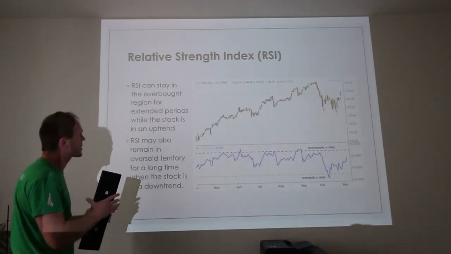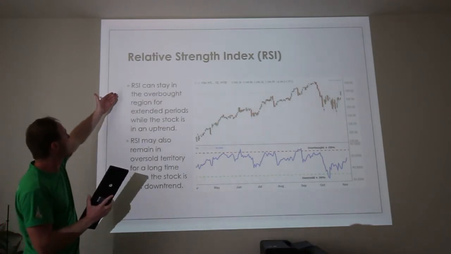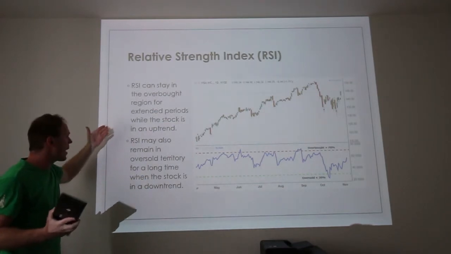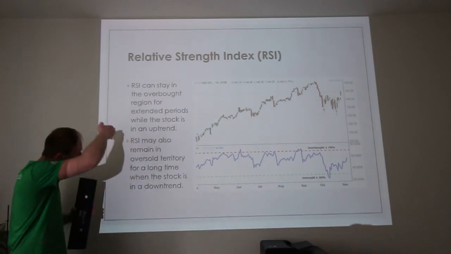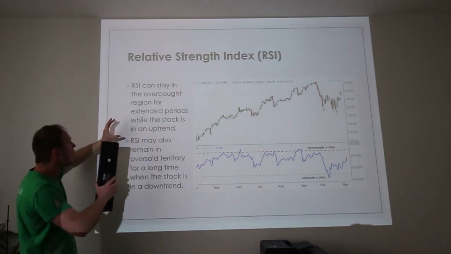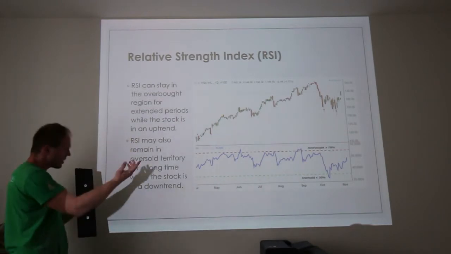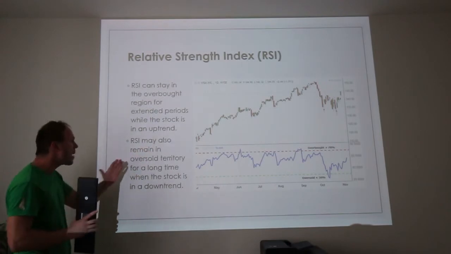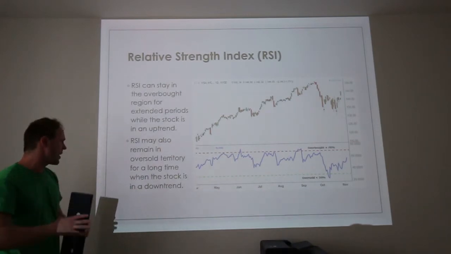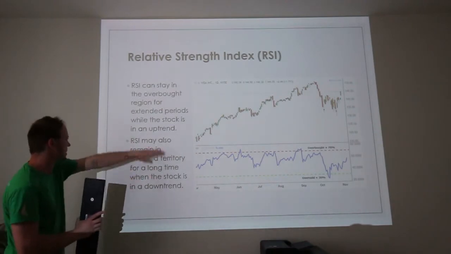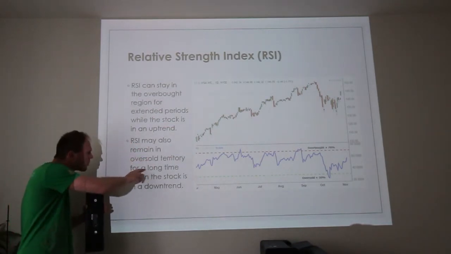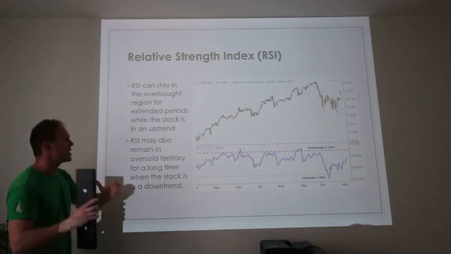The relative strength index, RSI, can stay in the overbought region for extended periods while the stock is in an uptrend, and this index may also remain in oversold territory for a long time when the stock is in a downtrend. This second issue is again very important: the RSI may remain in oversold territory for a long time when the stock is in a downtrend.